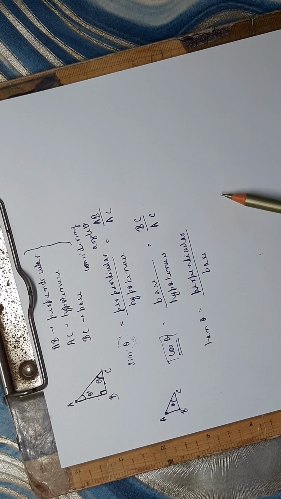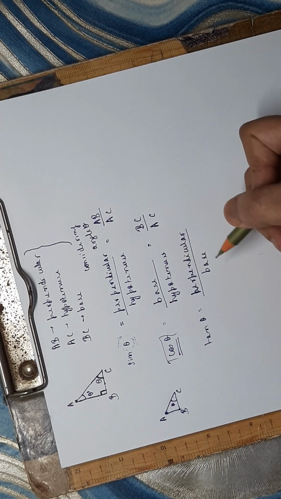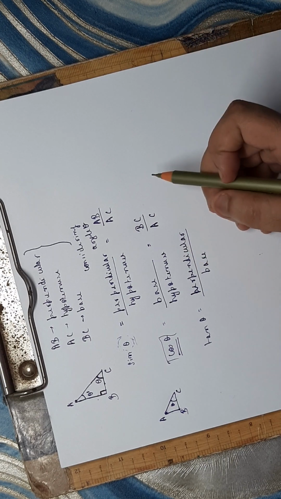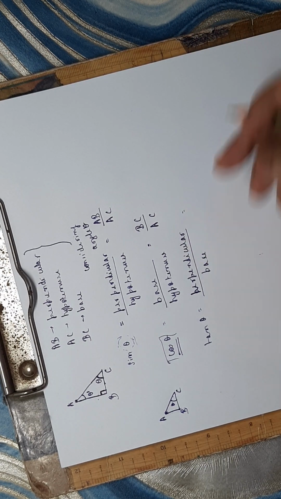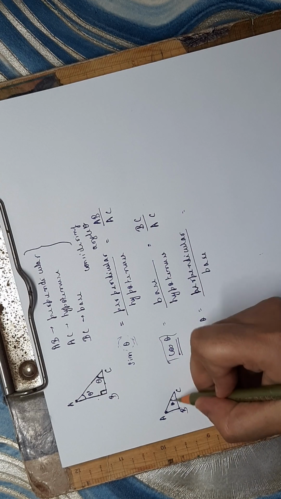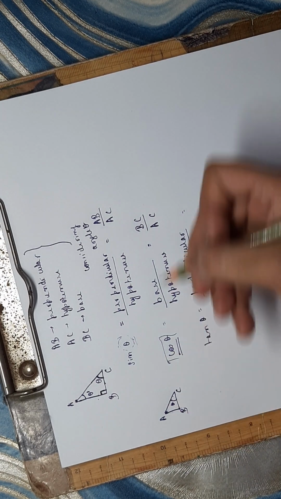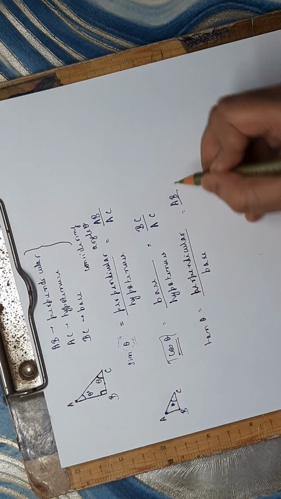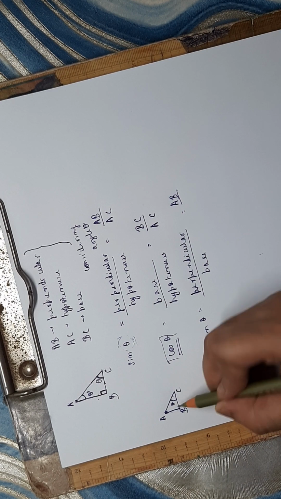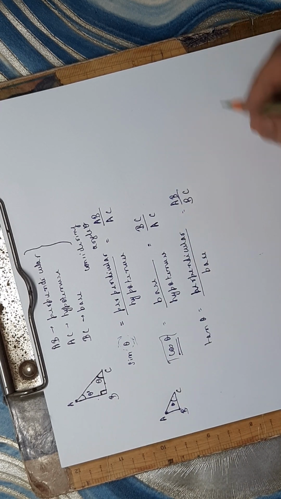And most importantly, next is that tan theta, right, which will be our perpendicular. Again, perpendicular is which one? The side which is opposite to theta, AB, and the base which contains this angle theta, which is BC.